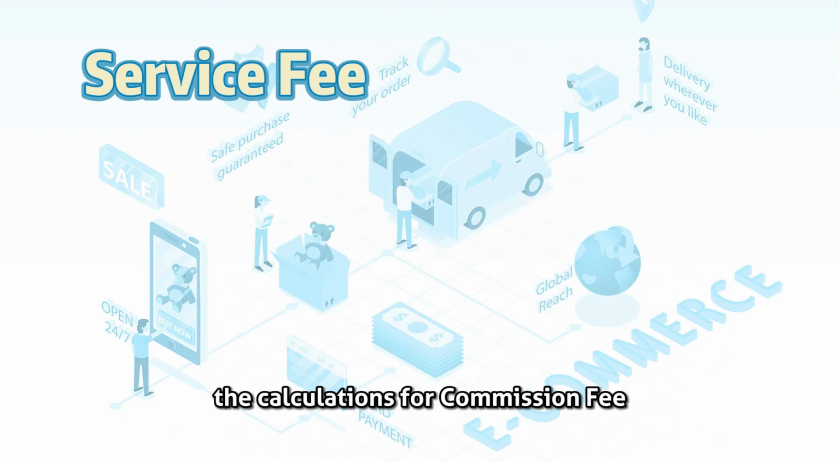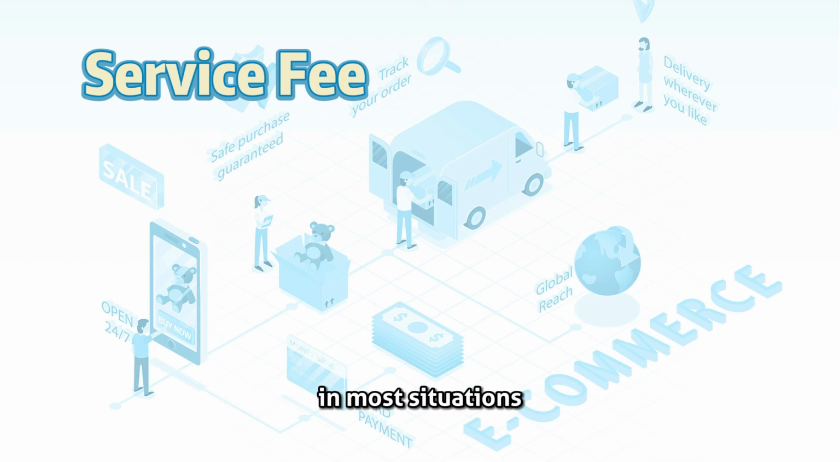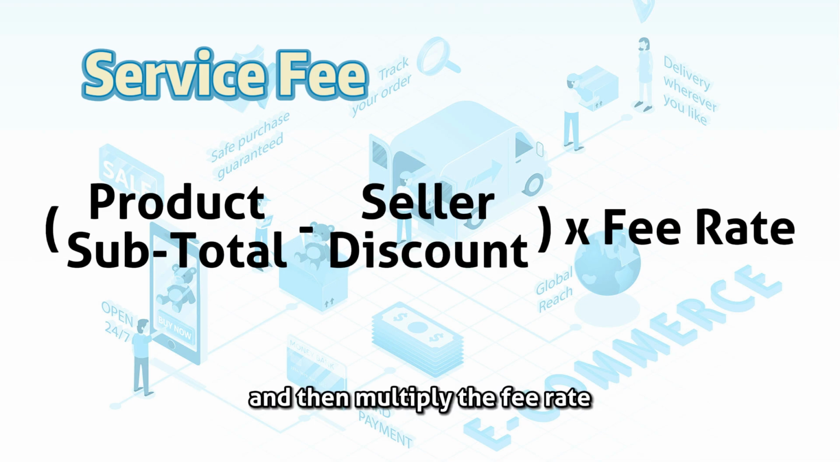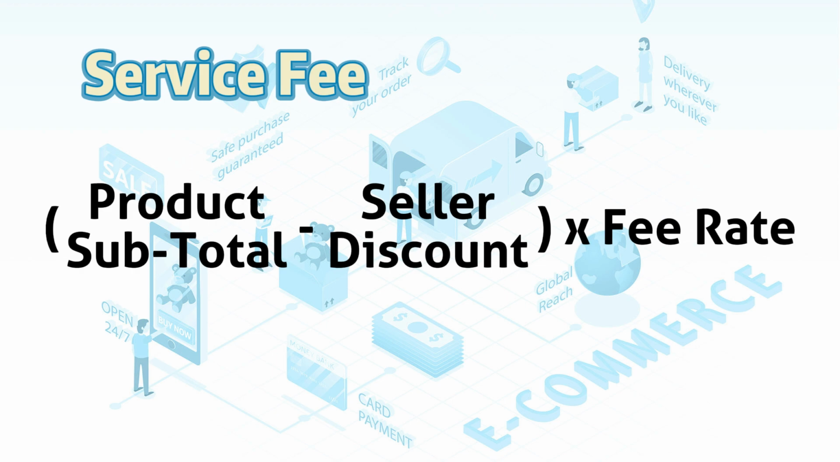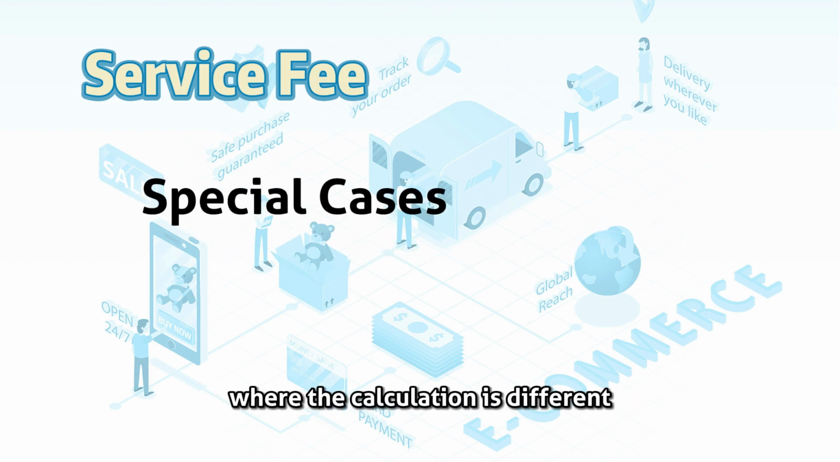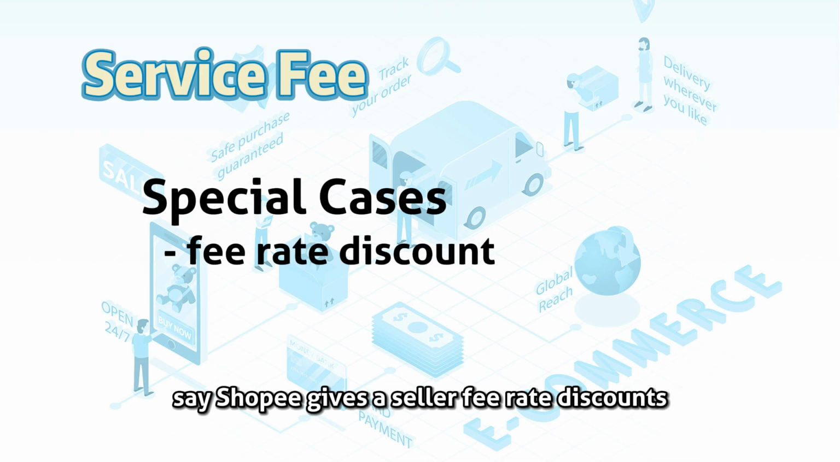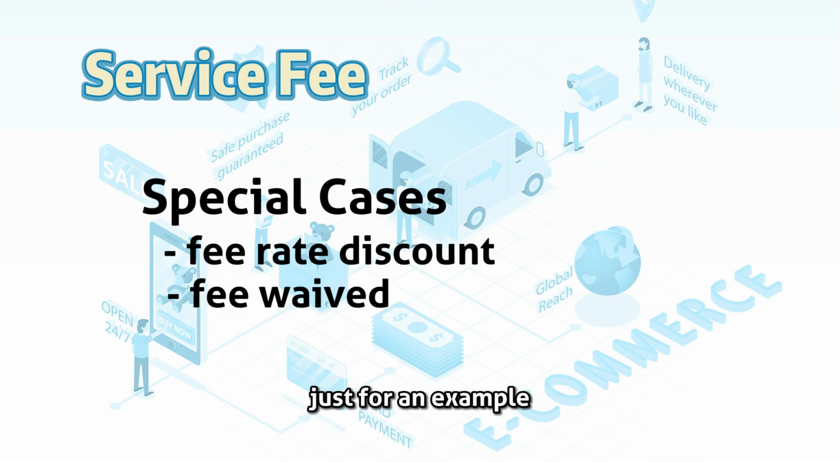The calculations for commission fee and service fee are basically the same. In most situations, take the product price minus any seller provided discounts and then multiply the fee rate. Of course, there are some special cases where the calculation is different. Say Shopee gives a seller fee rate discount or waive of commission fee, just for an example.